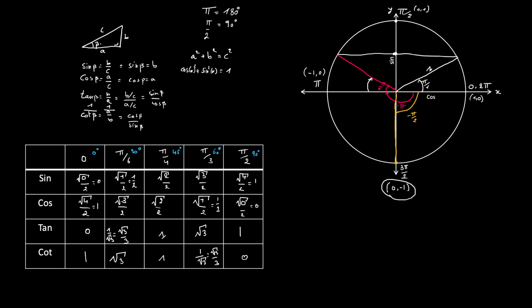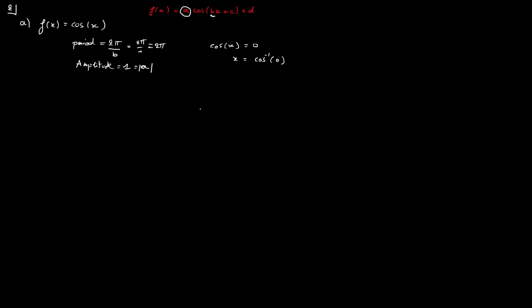Well, you look in your table, you look for 0, and you say, oh, that's going to happen at pi over 2. And then be careful, because it's not only going to happen at pi over 2, it's also going to happen at 3 pi over 2. It's going to happen at x is pi over 2 and 3 pi over 2. How did I find that 3 pi over 2?